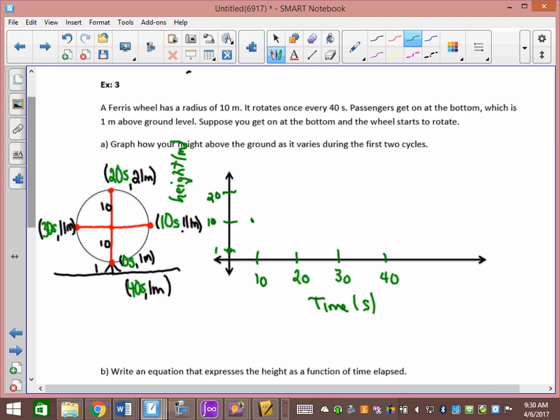10 and 11. Bad math. 11 and 21, guys. 11 and 21, not 10. So at 10 and 11, 20 and 21, these are 1s. 30 and back down to 11, 40 and up to 1. And pretend that that's actually drawn properly because that's not very symmetrical. It should be over here. Okay, and we have 1 revolution.